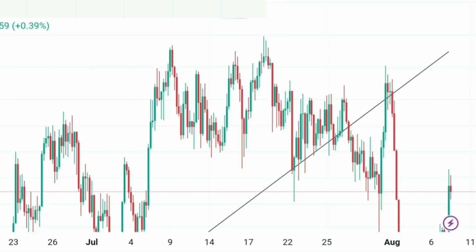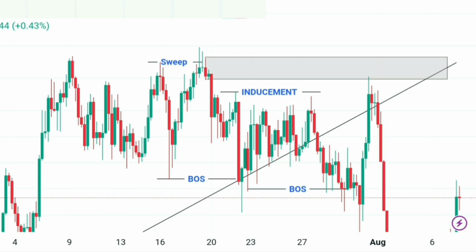Please wait. And here we have our sweep, break of structure, and now here is our inducement. Then before the break, another break of structure. Okay, so you can see it clearly. Here is a sweep, break of structure, inducement, and break of structure. Make sure that the inducement is very near to the point of interest.